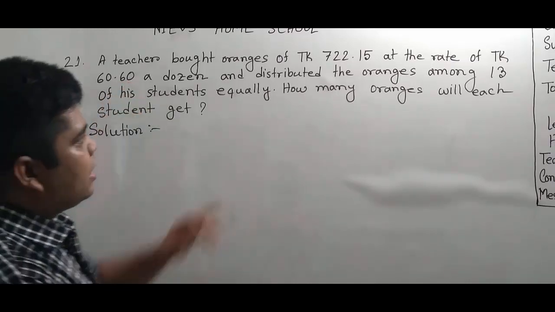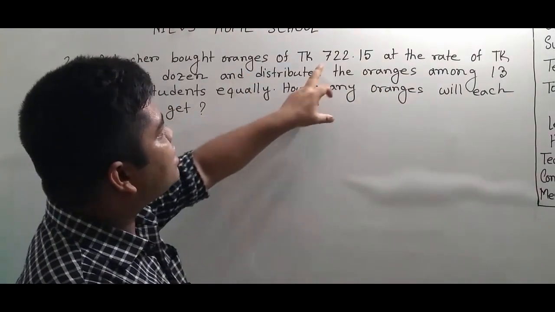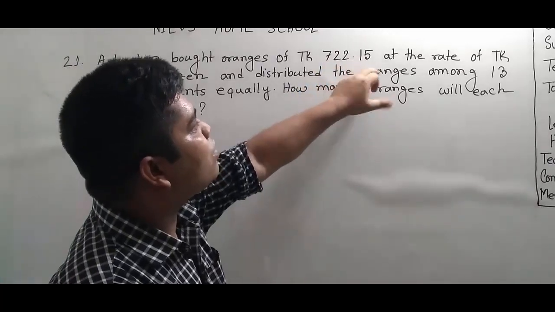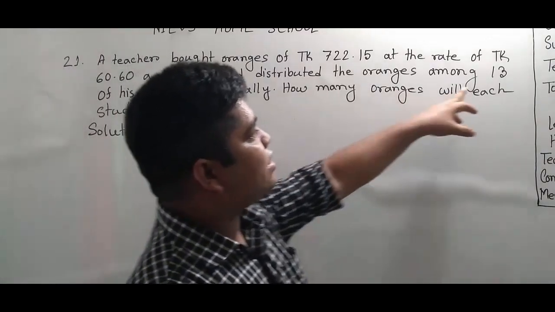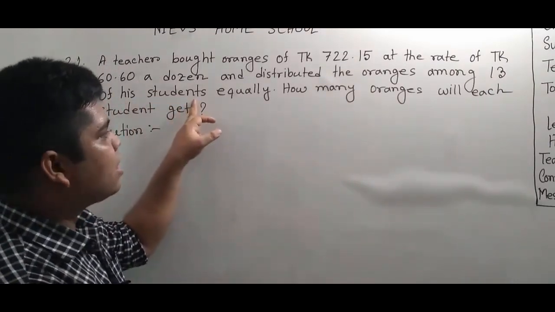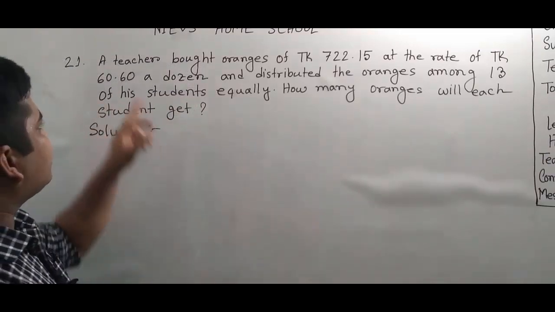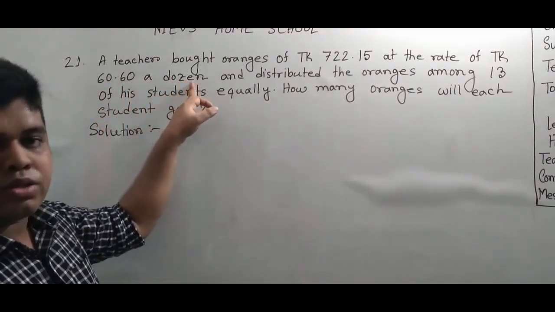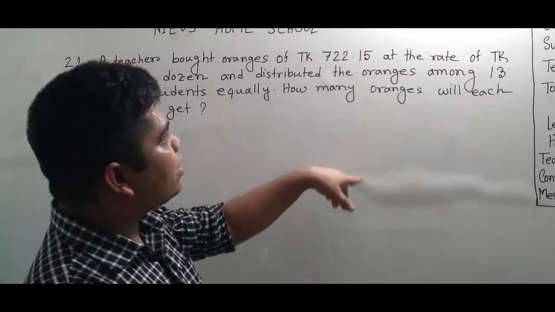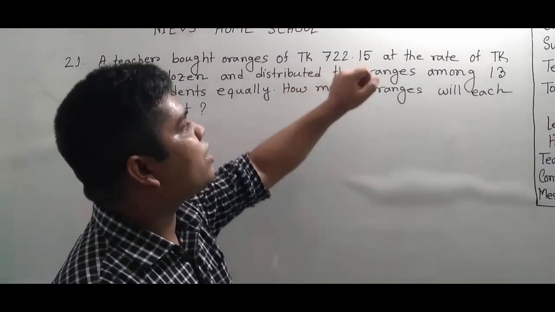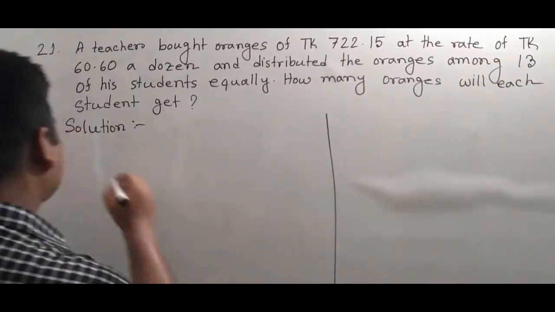And he distributed the oranges among 30 students. That means with 722.15 taka he gets a certain number of oranges, and that amount is distributed among 30 of his students. So how many oranges will each student get? By the information that 60.60 taka is the price of a dozen, we find the price of one orange. After that we find the number of oranges bought with 722.15 taka. I hope you have understood. My dear students, let us start to solve.